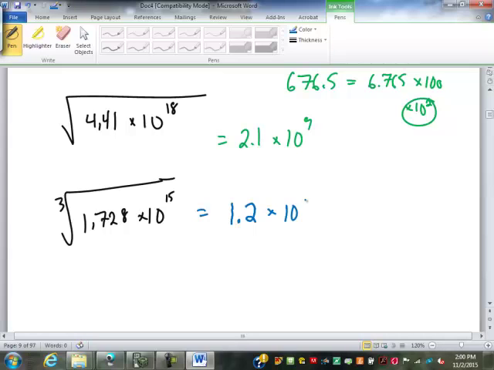1.2 times 10 to the 5th. You divide by the 3 for the powers. Any questions? Too many to ask?